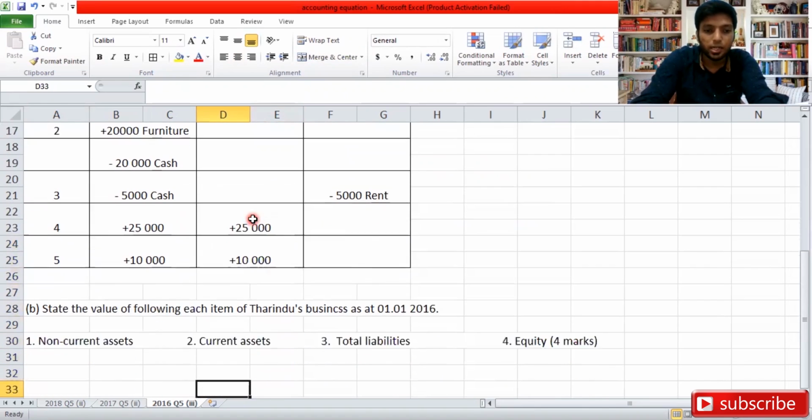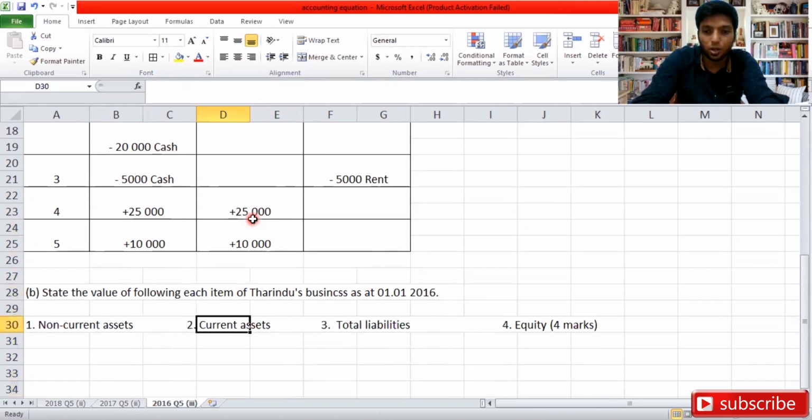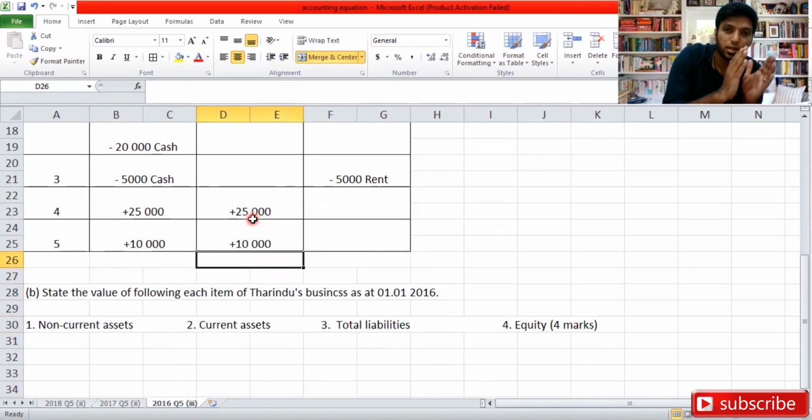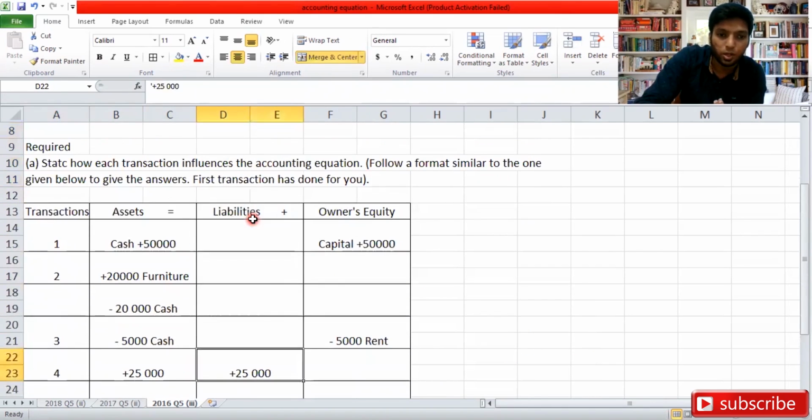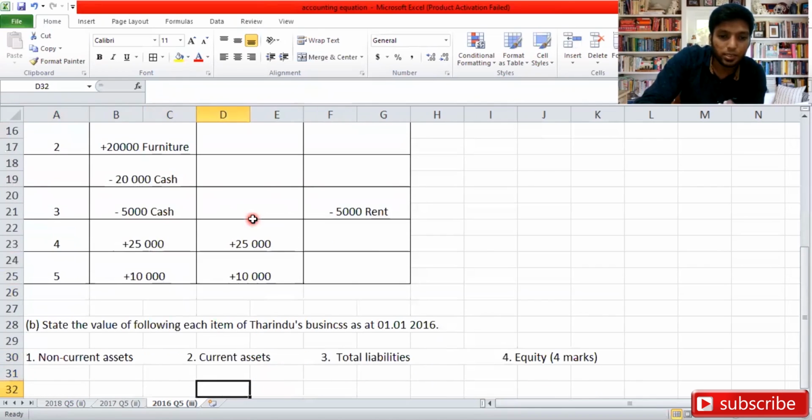So that's all. They're asking what is current asset, or liabilities and equity. In 2018, they had given different columns like furniture, stock, cash, so we were able to find it very easily, but here they haven't given that. So you need to be very much concerned when you are doing this sum. Now here you might see what is the non-current asset, current asset, and liabilities and equity. So we need to find out. So let's find out together.